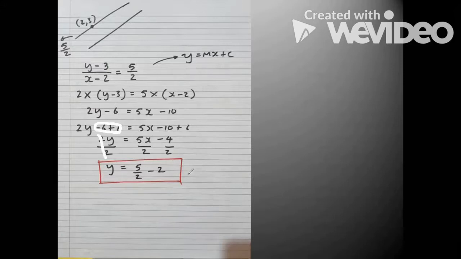24 goes 2. So this is our equation of the straight line. There should be an x right there. All right, so let me write it properly. y is equal to 5 over 2x subtract 2.